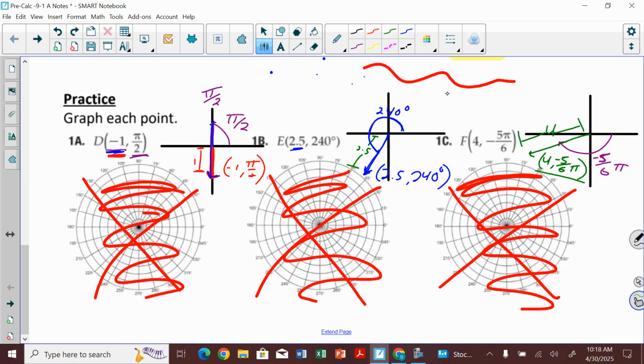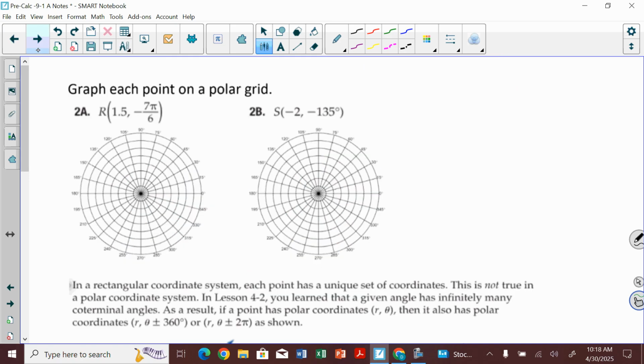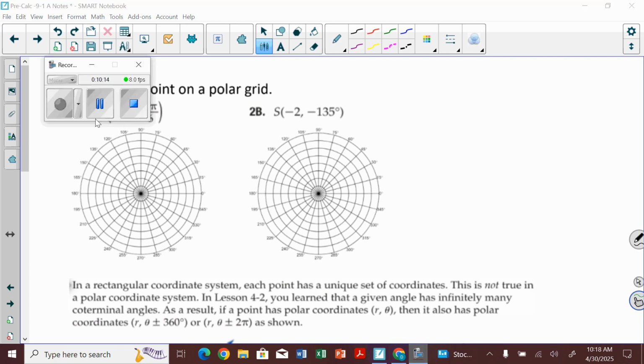Now let's look at the polar grid. Let's actually graph these on the polar grid, so now you'll get a good idea of what it would look like. For this one, you're at negative r 1.5 and negative 7/6 pi. I may want to convert this to degrees, because if I multiply that out, it's a little strategy you can use to help you out here if you want to.